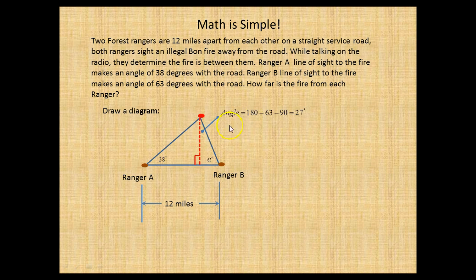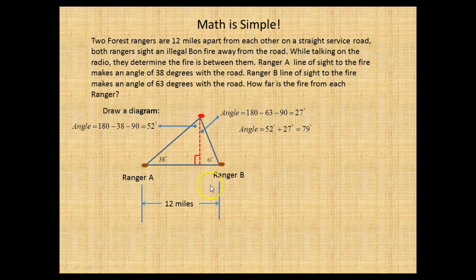Now, let's find the angle at the top of this triangle. We know this is a right angle, and we know this angle is 63 degrees, but we don't know what this angle is. But we do know that triangles have 180 degrees in their angles. Their angles sum up to 180 degrees. So if we know this angle, and we know the 90-degree angle, we can subtract that from 180 degrees, and we get 27 degrees for this angle.